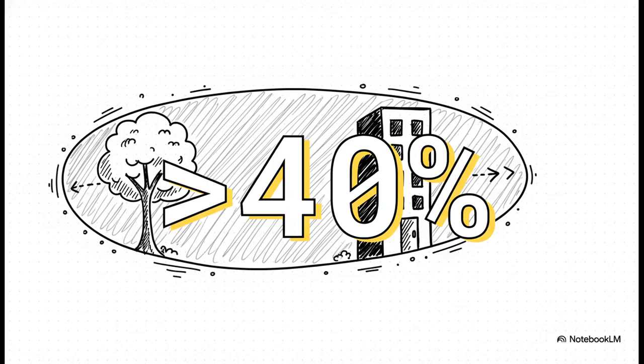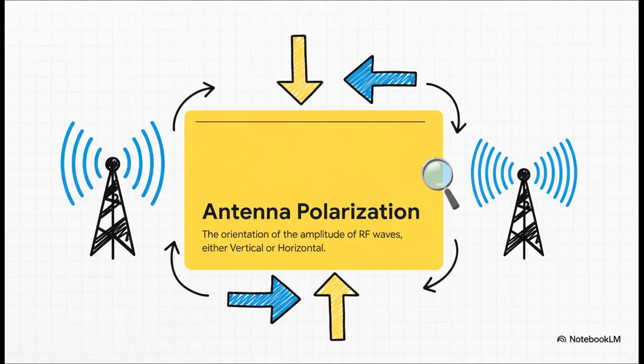It's not just about what you can see in a straight line, it's about that whole invisible space. There's another invisible challenge too. It's called antenna polarization. Basically, it's just the orientation of the radio waves themselves. Are they moving vertically, up and down, or horizontally, side to side?